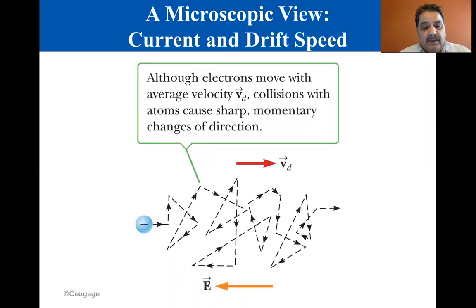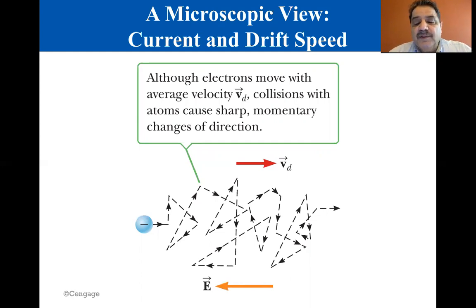Now, although electrons move with average velocity v_d, collisions with atoms cause sharp momentary changes of direction. Let's see if we can understand what drift speed means. Think about a conductor where the charge carriers are free electrons. If the conductor is isolated, these electrons undergo random motion similar to the motion of the molecules in a gas. The drift speed is normally much smaller than the free electron's average speed between collisions with the fixed atoms of the conductor.